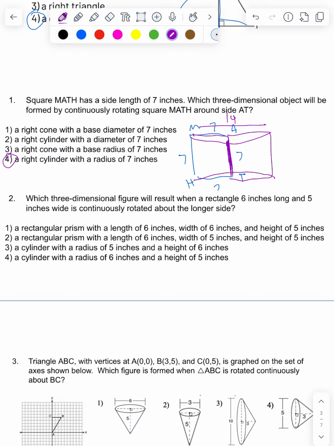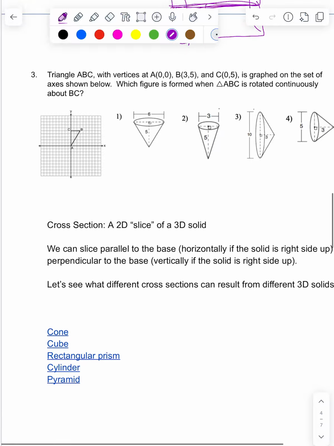In the next one, we have a rectangle. And the rectangle is 6 inches long and 5 inches wide. And it's going to be rotated around the longer side. So here's the longer side. So we're going to see it on both sides. And what's resulting is a cylinder with a radius of 5 and a height of 6. So always draw it out. It makes it a lot easier to see.